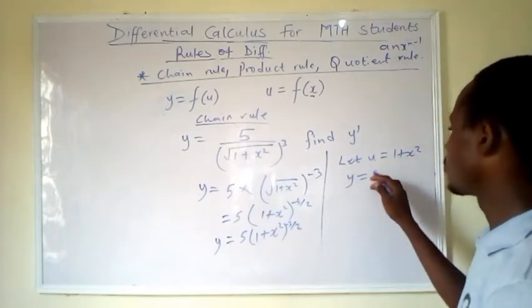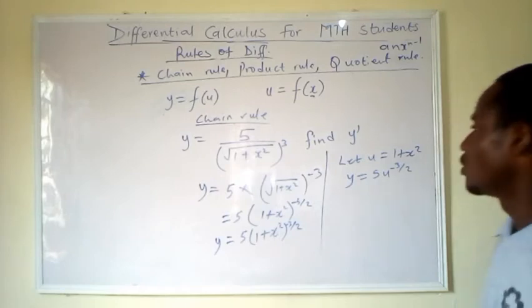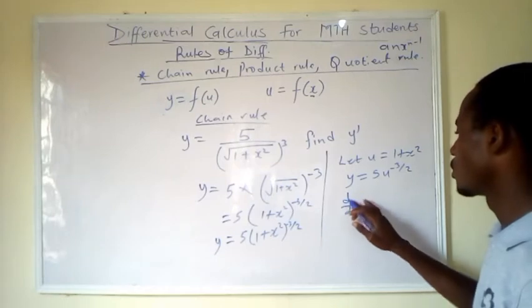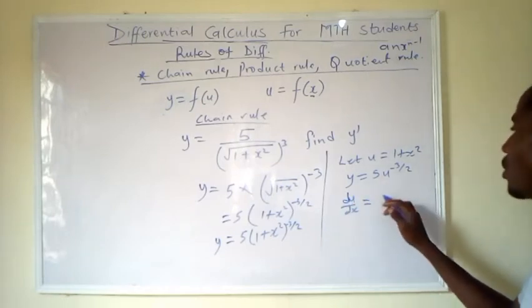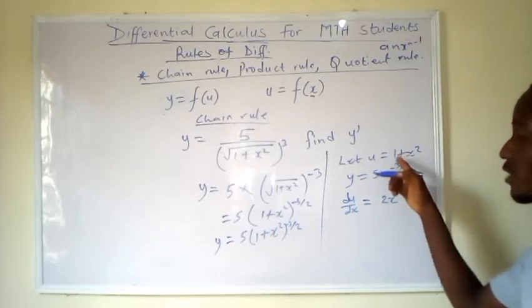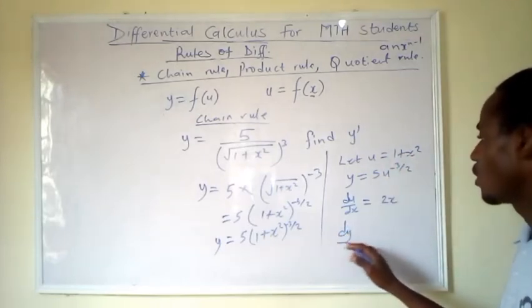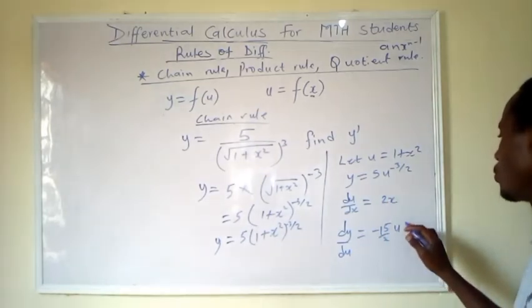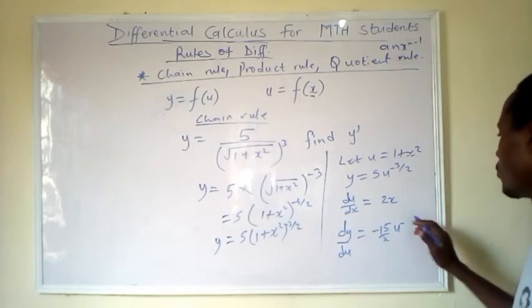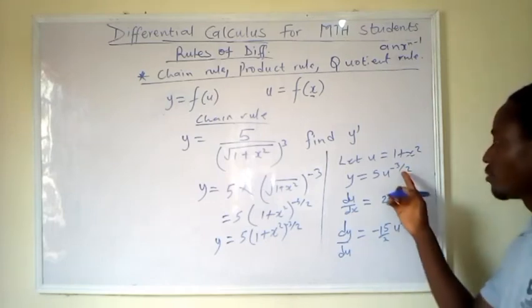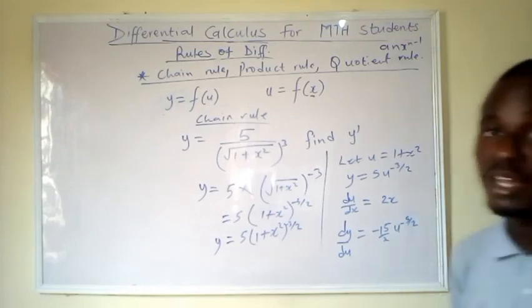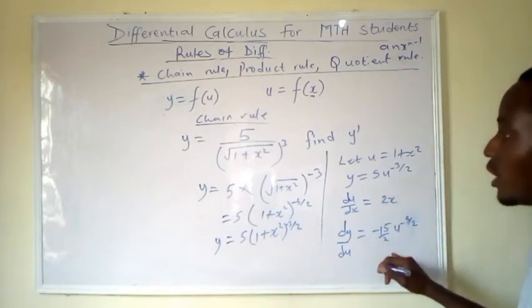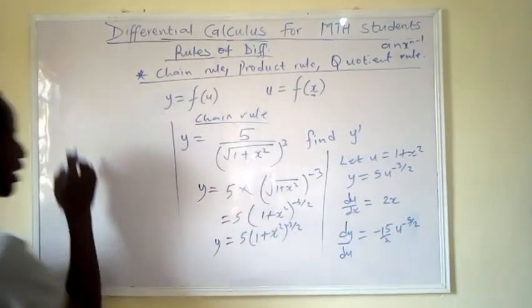So y will be what? 5u raised to the power minus 3 over 2. So finding the derivative of u with respect to x, that is du/dx, that would give me 2x, just like the derivative of 1 is 0. Then dy/du will be equal to minus 15 all over 2 u raised to the power minus 5 over 2, rather. Please subtract 1 from minus 3 over 2, that will give you minus 5 over 2. So in this case, what would I do? I'll have to multiply the two together to get my dy/dx, which I can actually do here.